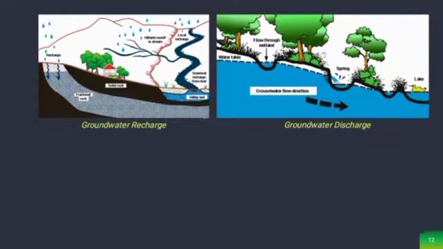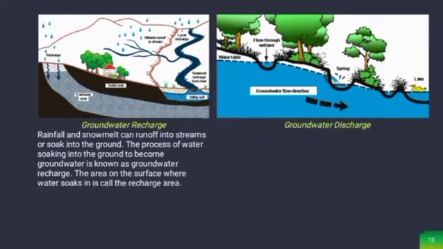So kanina nabanggit natin yung recharge and discharge sa groundwater. To further discuss what is groundwater recharge and discharge, I have here the figure of both, how they differ in terms of their movement. So groundwater recharge: rainfall and snow melt can run off into streams or soak in the ground. The process of water soaking into the ground to become groundwater is known as groundwater recharge. The area on the surface where water soaks in is called the recharge area.